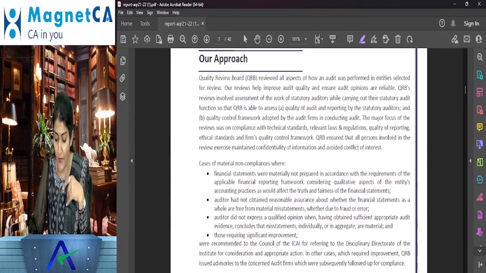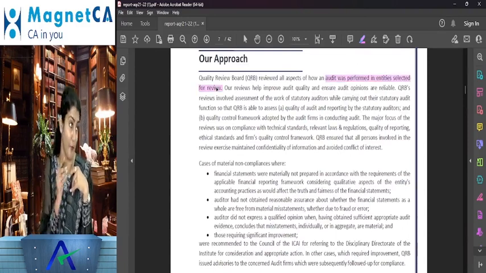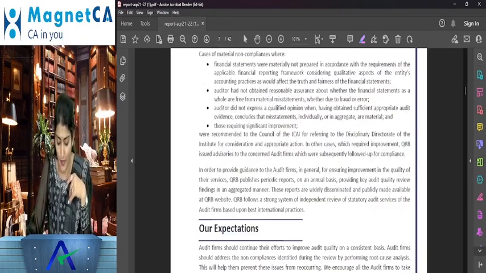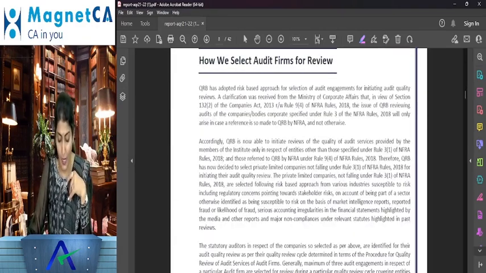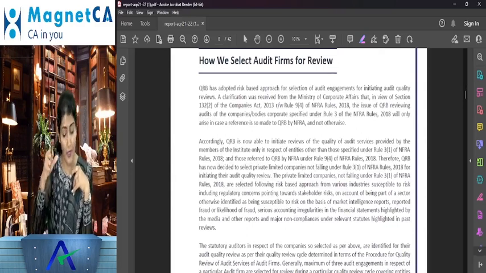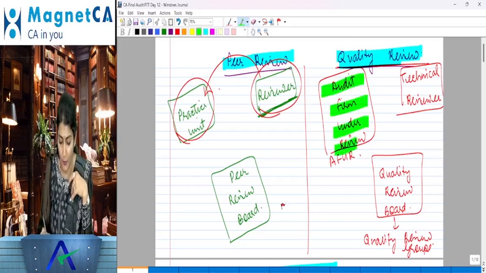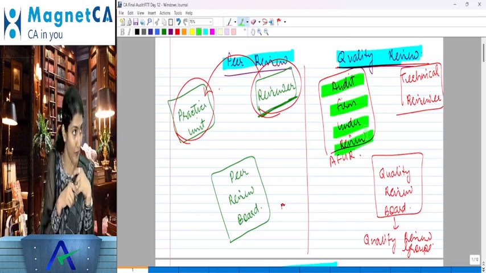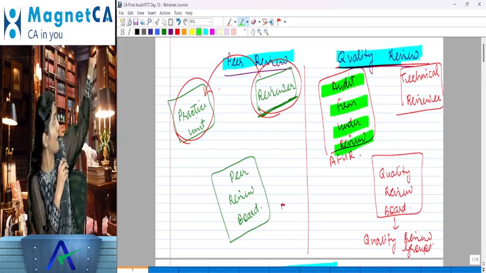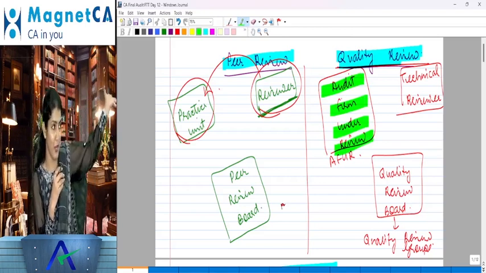Reviewed on all aspects of how an audit was performed in case of the entity selected for the review. So how they are maintaining the audit quality, and again how we select the audit firm. So how the audit firms are selected for the quality review. Here they are called the AFUR, the audit firm under review. Here we had the 2022, 2023, 5 or more partner, 4 or more partner, 3 or more partner.